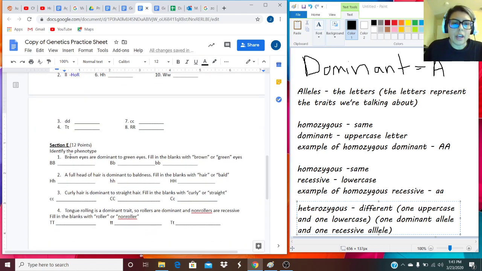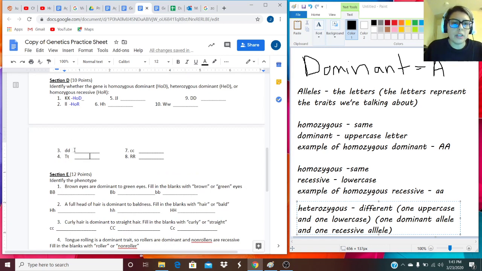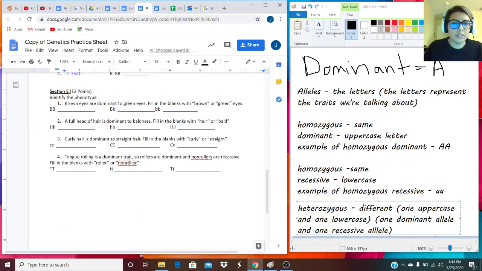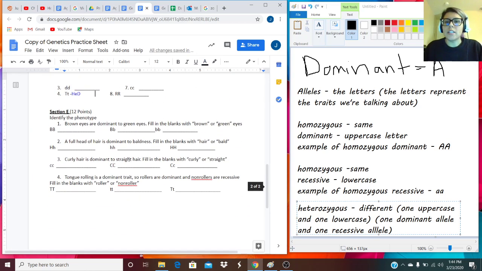And then finally, what's a heterozygous example? Remember, if we look right here in our notes, we have different: one uppercase and one lowercase, so one dominant and one recessive. I know right off the gate, number 4, I have a capital T and a little t. I have a dominant T and a recessive T, so they are completely different. So it is heterozygous. And we say heterozygous dominant because if it's dominant, you only need one to show it. So that's why we call it heterozygous dominant. All right. So that was for section C and D.